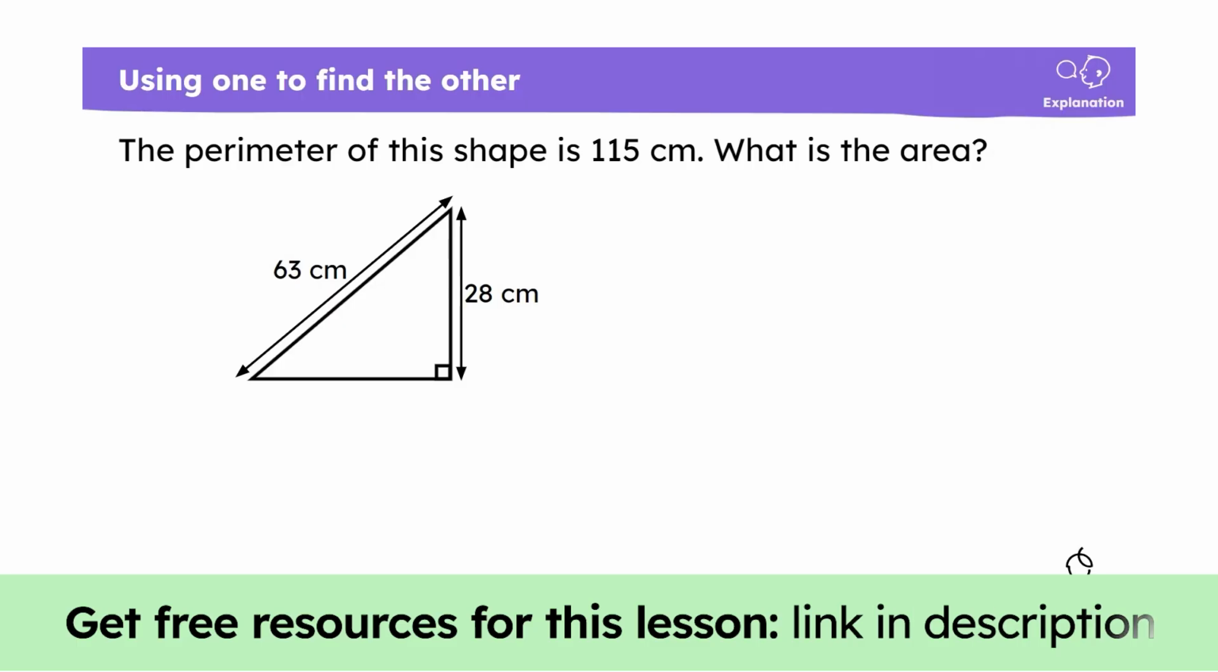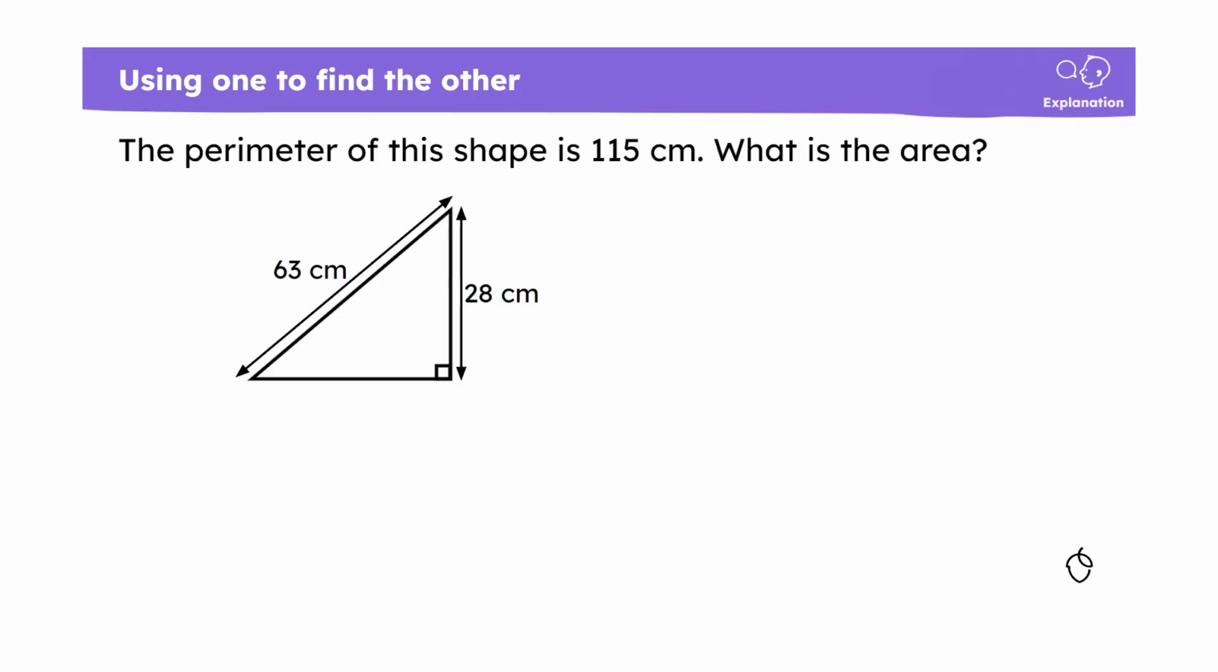Well, that's a triangle. I know that to calculate the area, I need to multiply the base and the perpendicular height and then halve it. Do I already have the base and the perpendicular height? No, I don't. The 63 and the 28 are not perpendicular to each other. I can see, though, that the missing length at the bottom is perpendicular to the length of 28. And in fact, if I had that, then I could work out the area of my triangle.